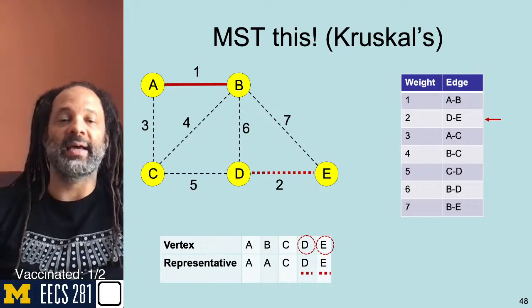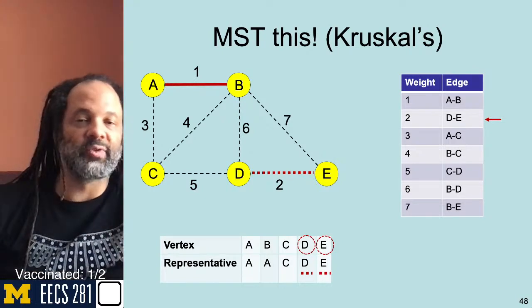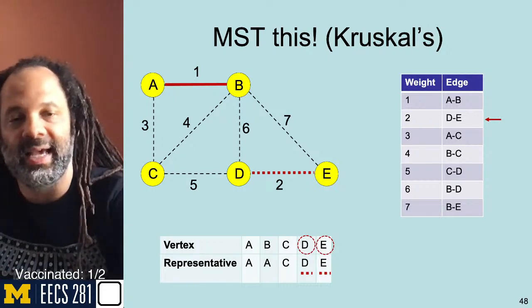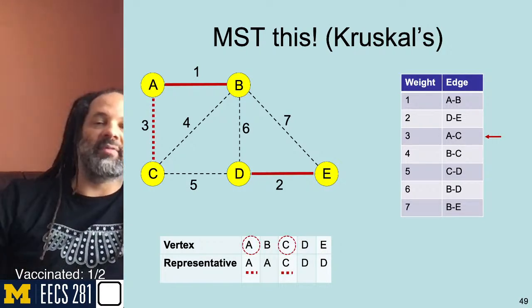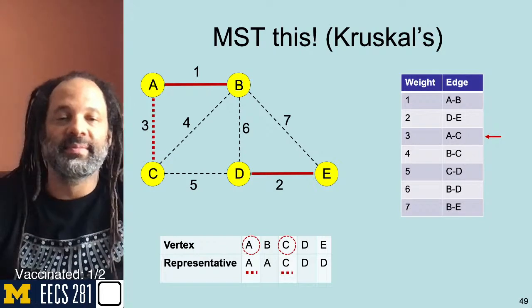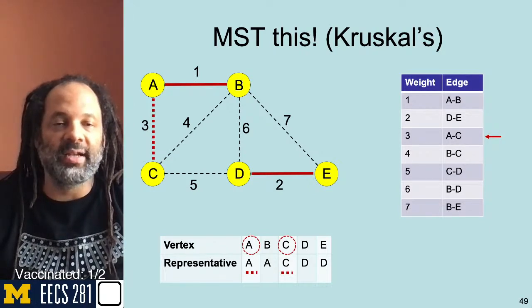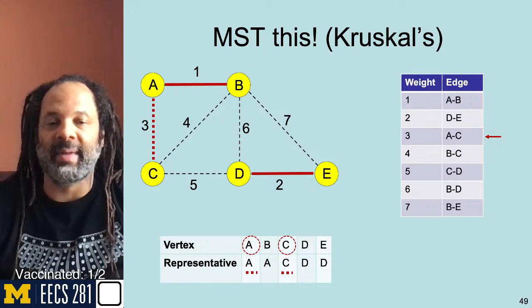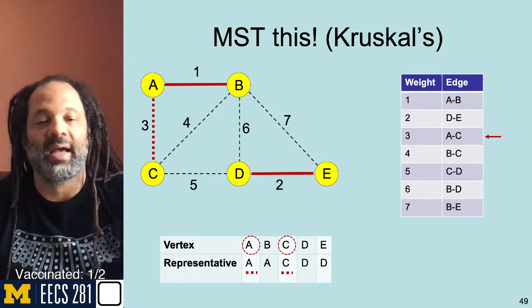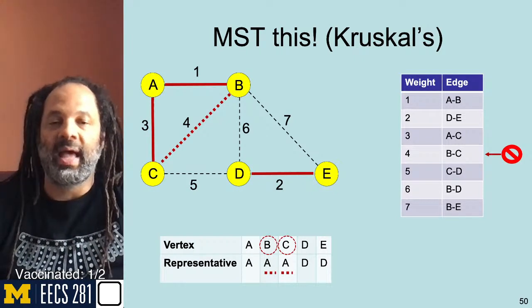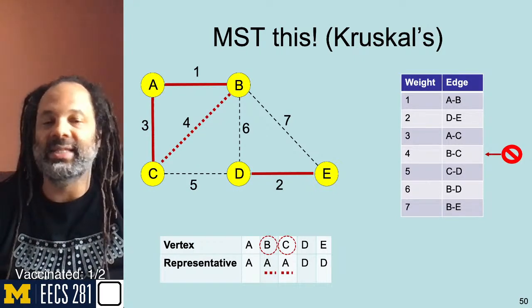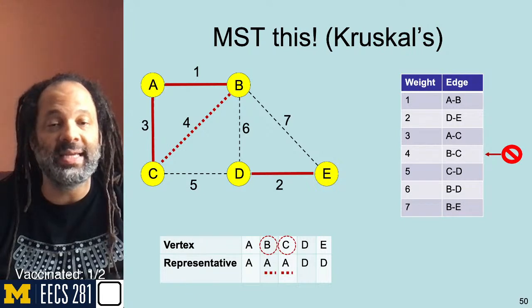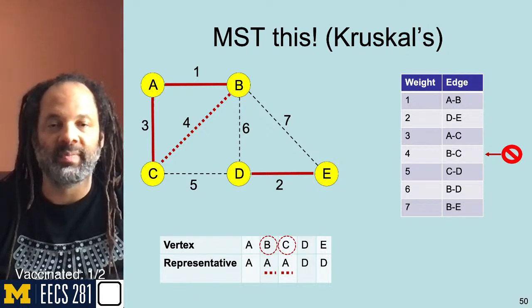Up next, the DE edge. D is represented by D, E is represented by E. That is 2 unique representatives. I can union those 2 things, so there is my forest of trees starting to grow. I've got an AB tree, I've got a DE tree. Up next, the 3 edge, A to C. A is represented by A, C is represented by C. They can be connected. I do that. A and C are now connected. I set C's representative to A. So now A, B, and C all have representative A. D's still representing D, and E's representing E. So there's my two trees.